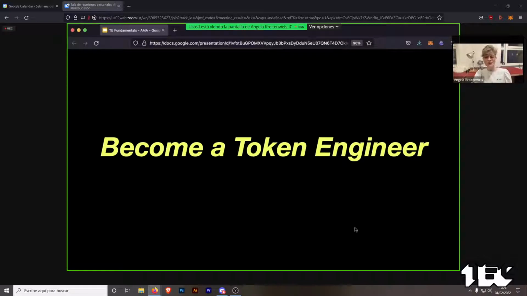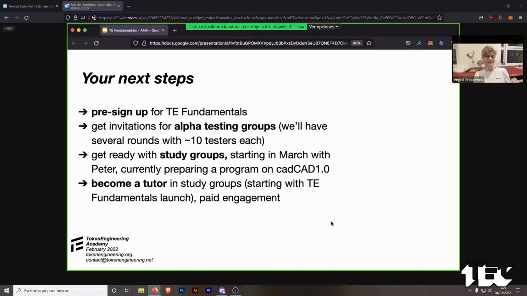And now, how to become a token engineer as a student. Your next steps. Number 1, sign up for TE Fundamentals now and get invitations to all the sessions we offer for preparation, like, for example, the alpha testing group. So we'll have several rounds with around 10 testers each, where we'd like to take a piece of the course and see if the exercises work well, if the content is easy to understand, how to give examples, and if the visuals work. So this will be our alpha testing groups. It certainly will be great fun, and you'll be the first to take a look at the content.